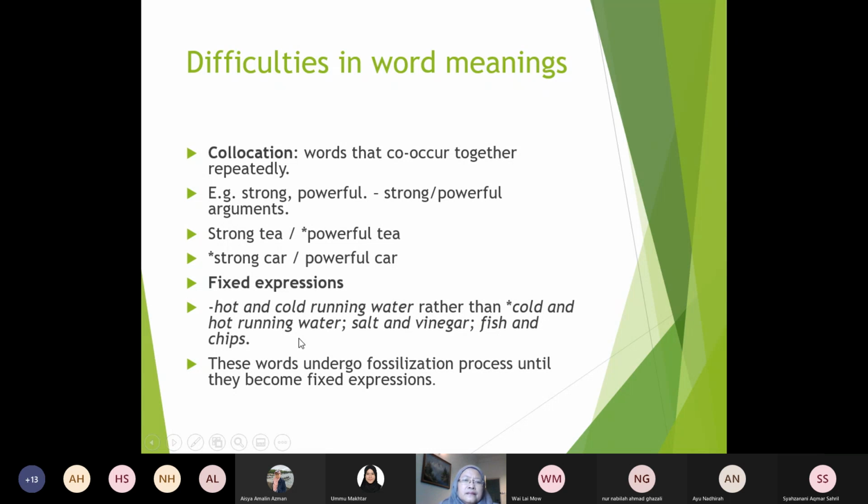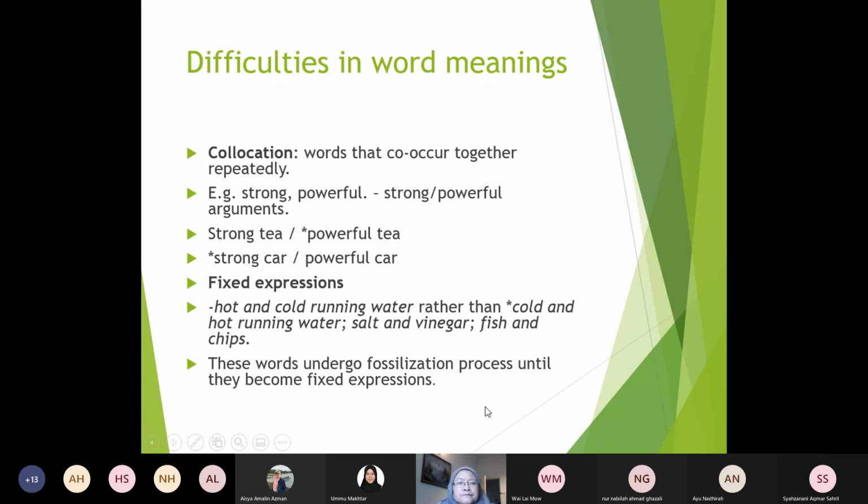What happened is that they start with collocation, and then they undergo a fossilization process. Fossilization means because it's being used together quite regularly all the time, the meaning becomes quite concretized. So we call it the fossilization process until they become fixed expressions. Misalnya kita kata Melayu suami isteri, kita tak kata isteri suami, ibu bapa, kita tak kata bapa ibu. Apa lagi? Boleh fikirlah yang lain tu kan.